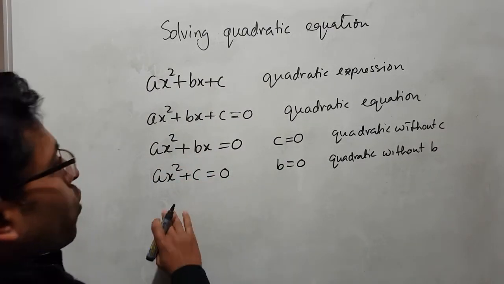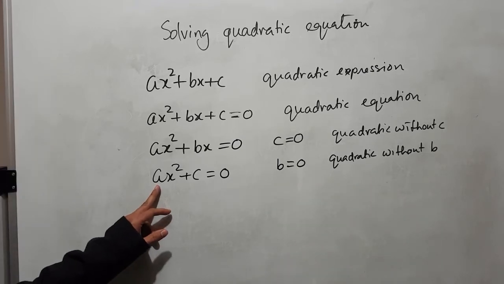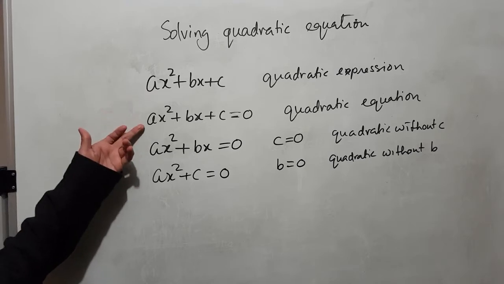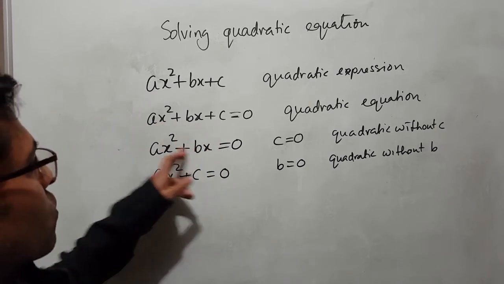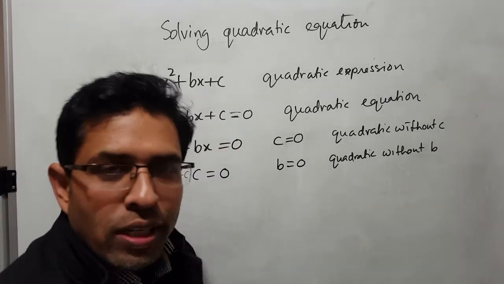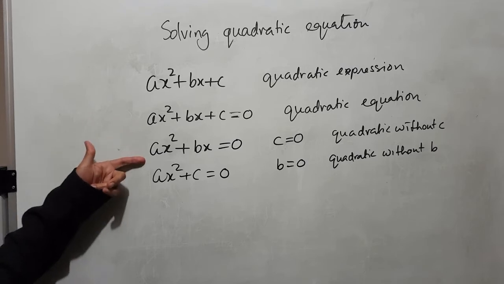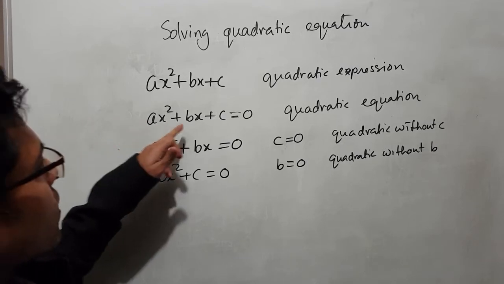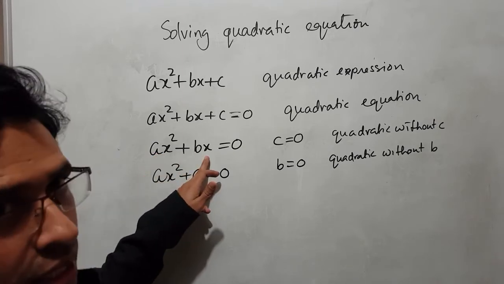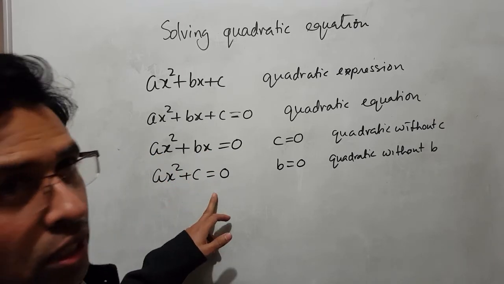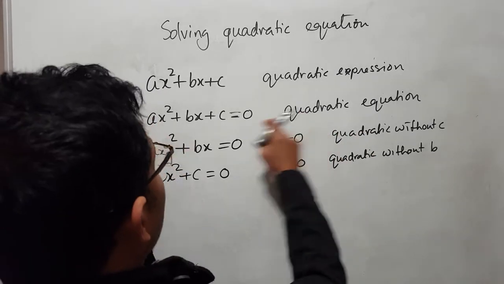But you can't say a quadratic without a. It's not possible, because if a is 0, it's no longer quadratic: a being 0 means x squared is no more there. If there is no x squared in the equation, it's not a quadratic equation anymore. So a quadratic can be a trinomial or a binomial. Either all three components are there, or the quadratic term with the linear term, or the quadratic term with the constant.